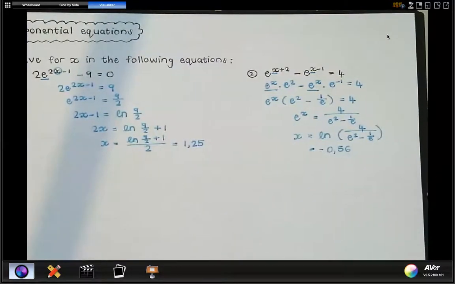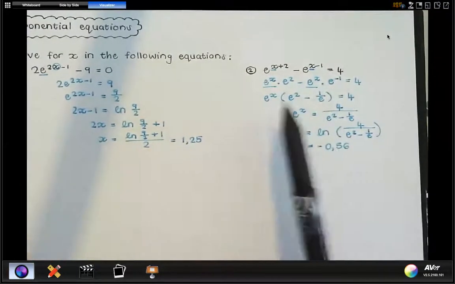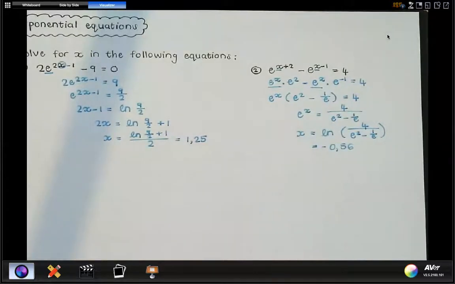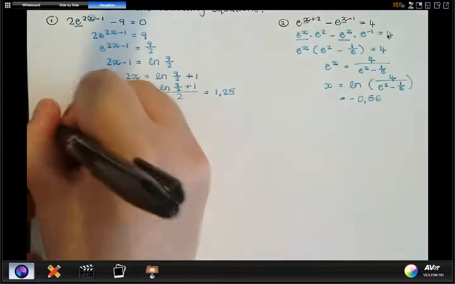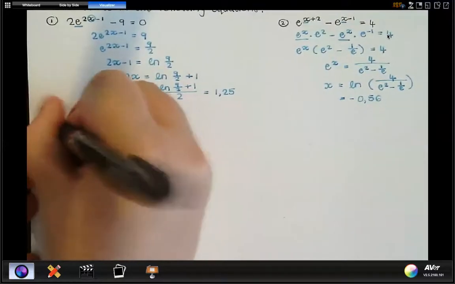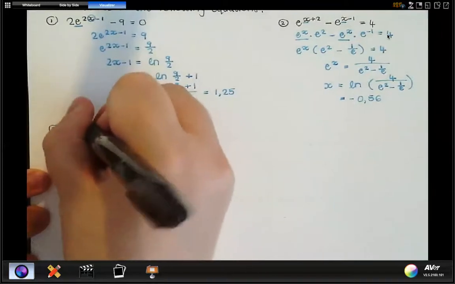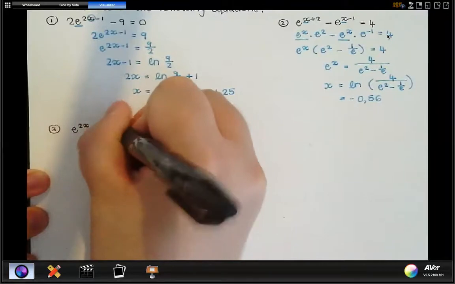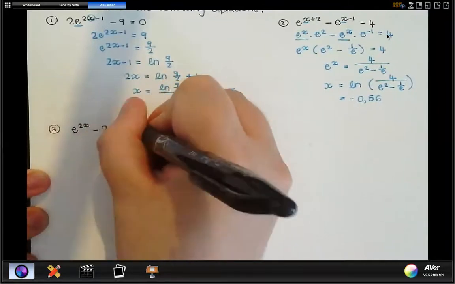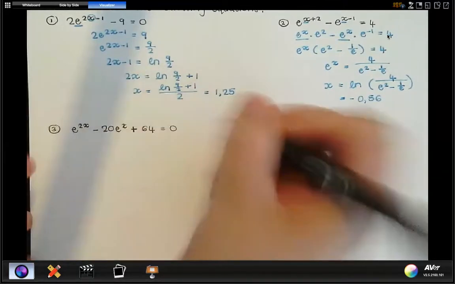Okay, so again, the same method that we did last year, where we have to take an exponent and split it up, and then factorize, and then solve for x from there. All right. Number 3. e to the power of 2x minus 20 e to the x plus 64 is equal to 0.